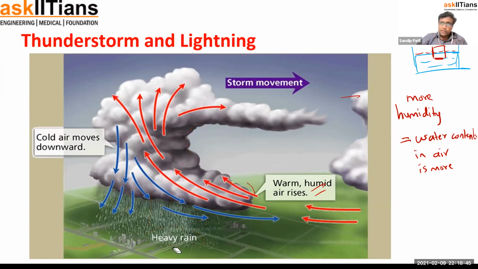So this is how the thunderstorm actually gets created. Now, what about the lightning? When these particles are falling down, air is also applying some friction on that water particle. So can we say there is a little bit of friction? Friction we already have studied in case of solids, right? But liquids also have some friction. Fluids also have some friction.